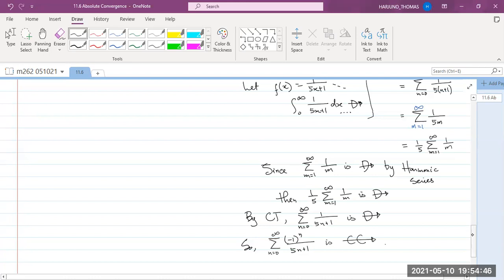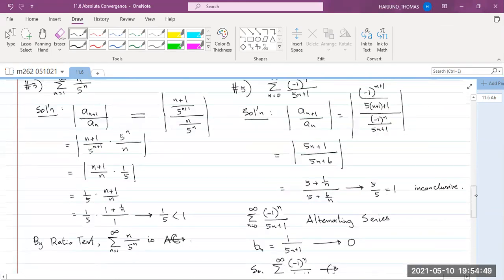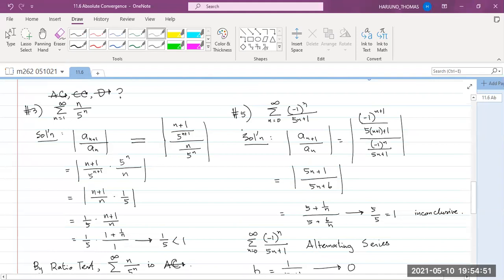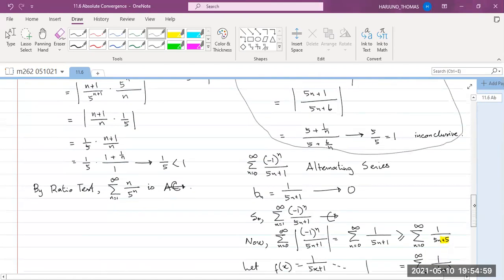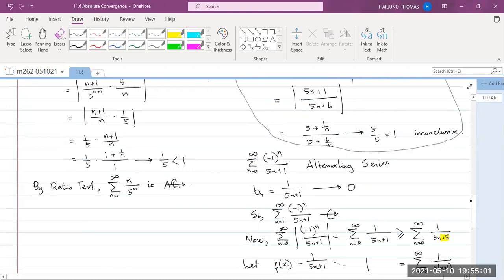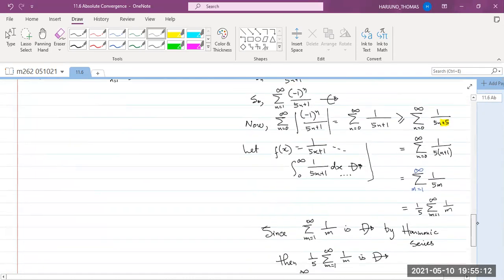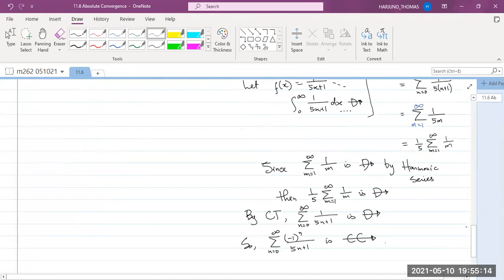Okay, so you see that the work actually gets longer. You can eliminate this because I tried to use the ratio test and it's inconclusive. Now, once you get that the series is convergent, then you need to see if it is absolutely convergent. And in this case, you see it is not. That's for number 5.